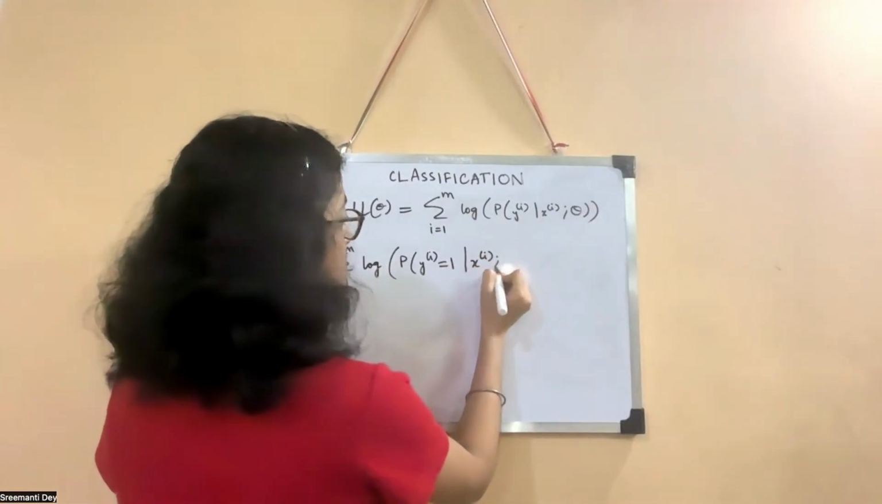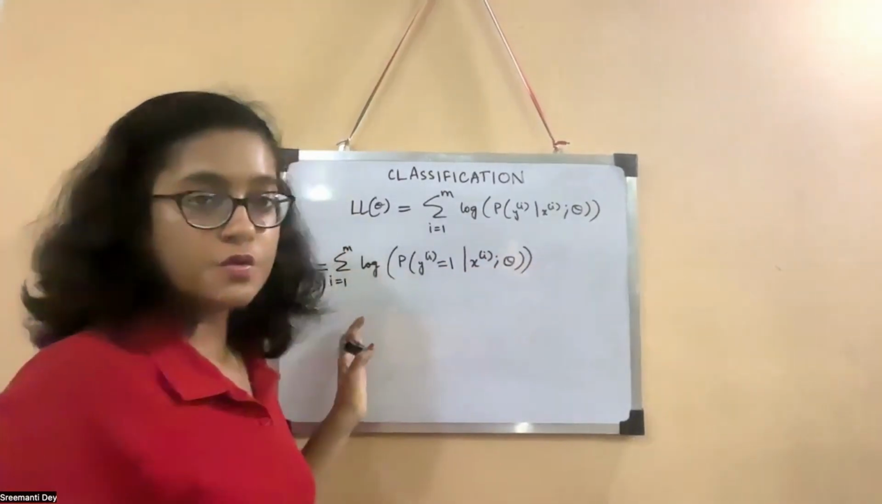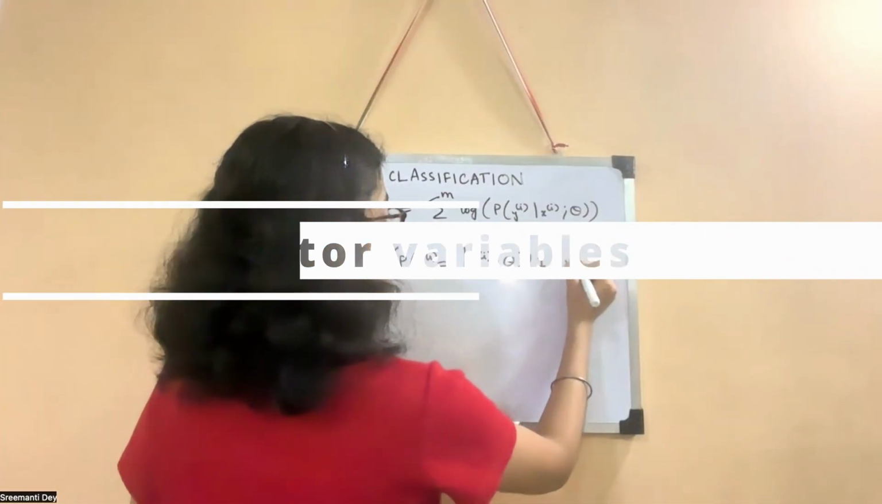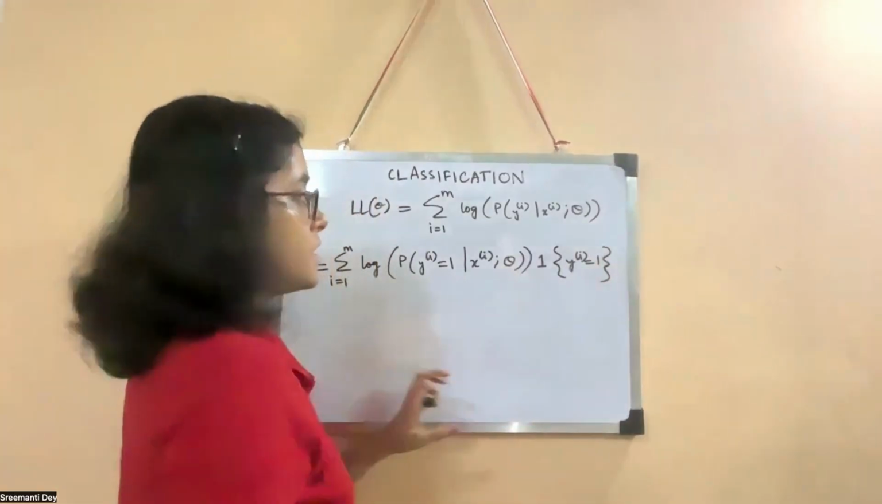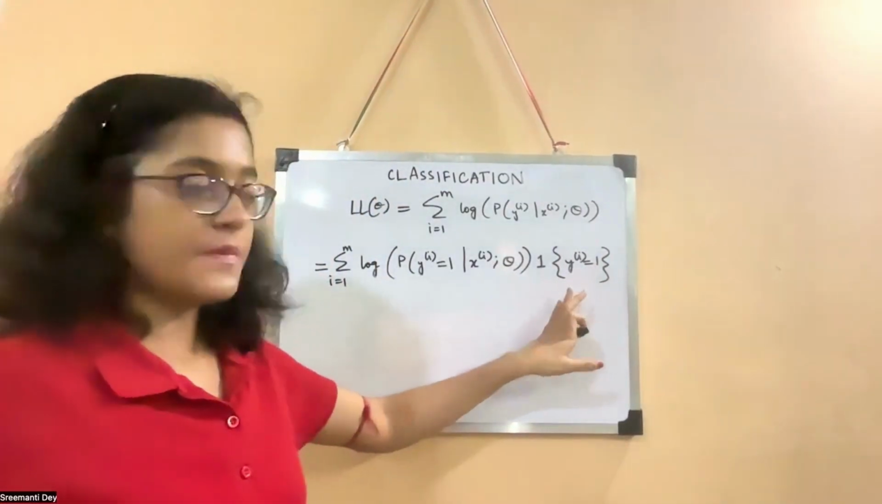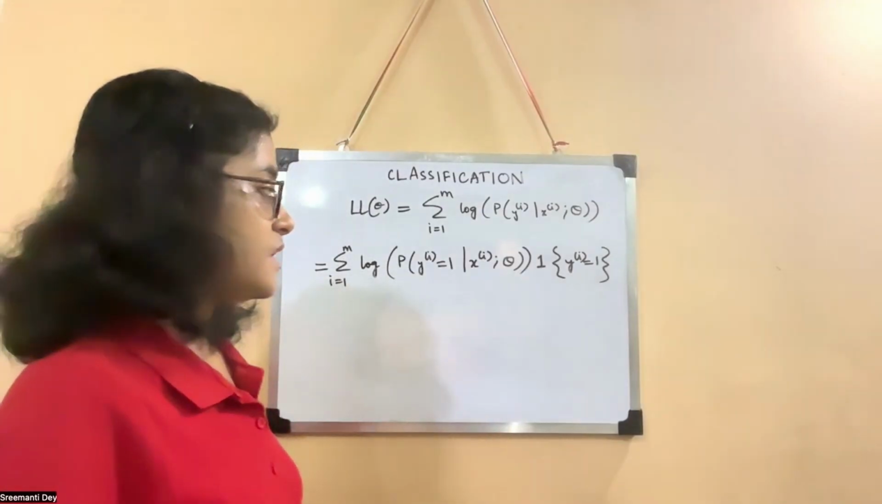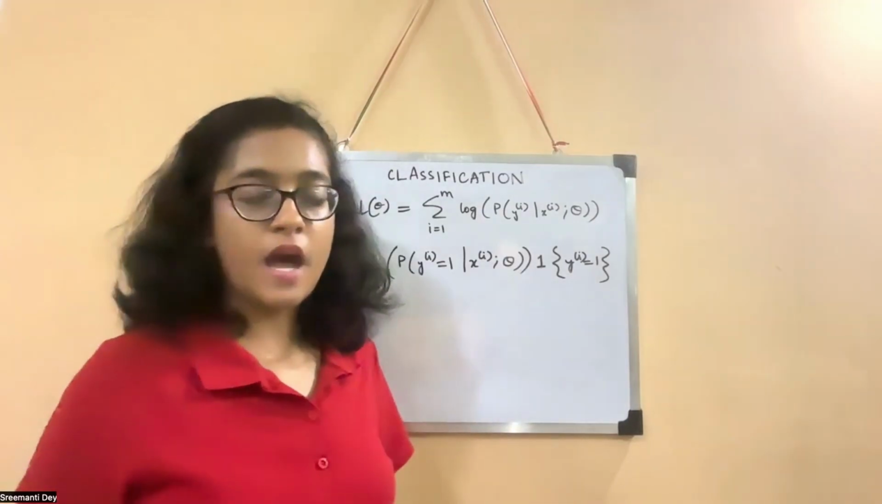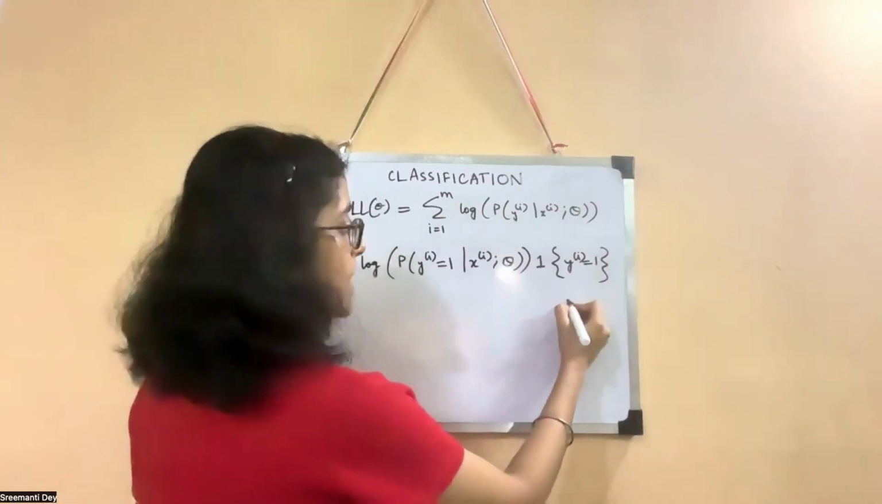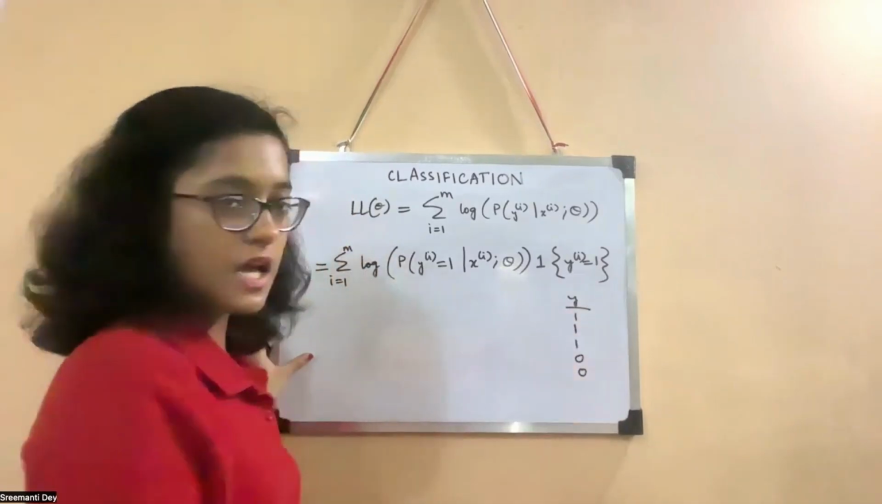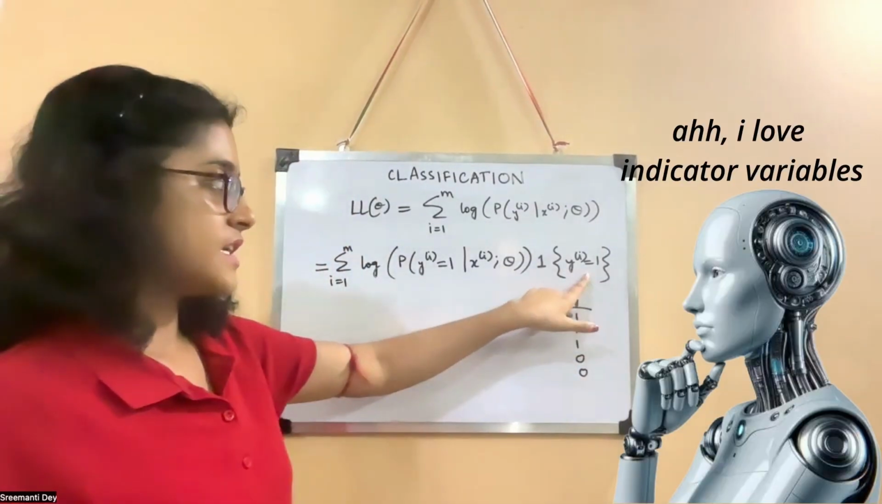We are going to use something called an indicator variable. So let me go into this in a little detail. What is an indicator variable? Suppose you have a list of values, suppose you have y here: 1, 1, 1, 0, 0. Let's say this is our y data set, and we're using this indicator variable.